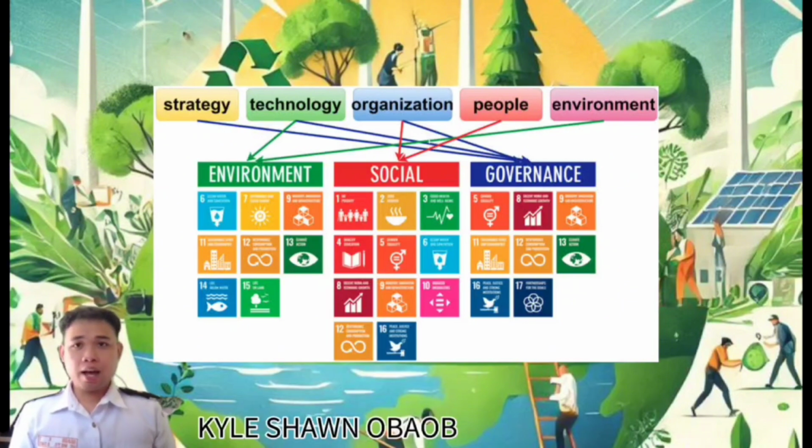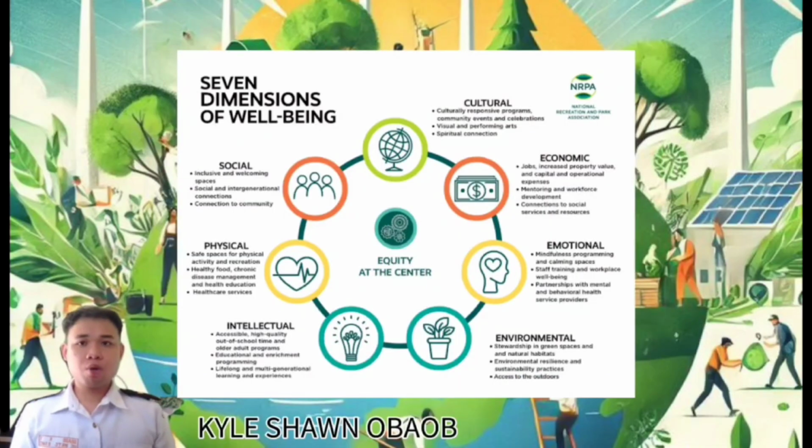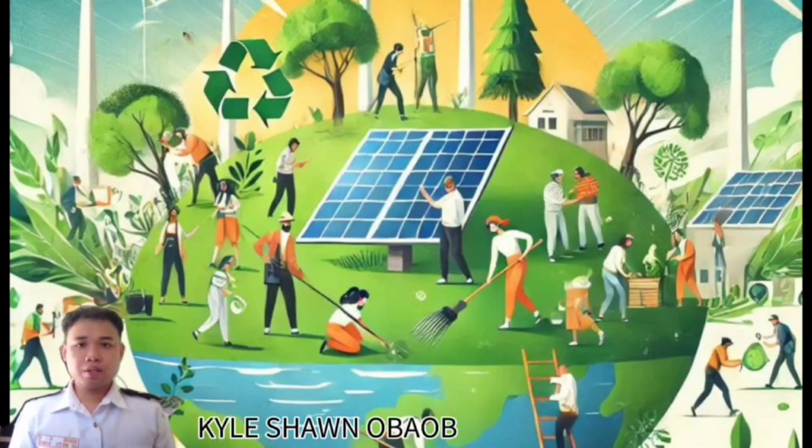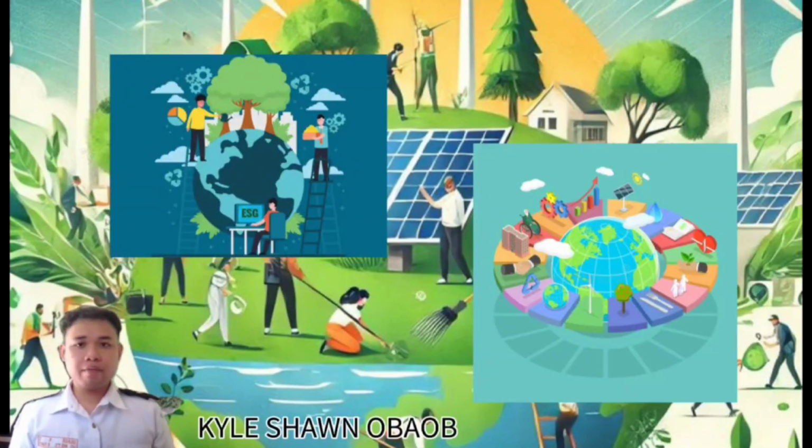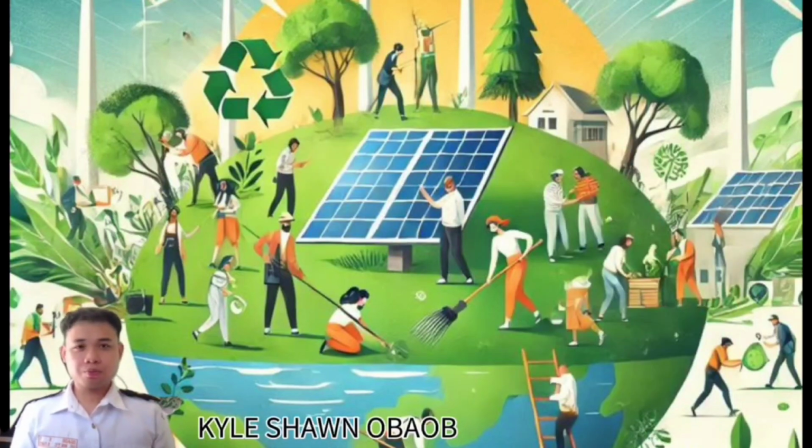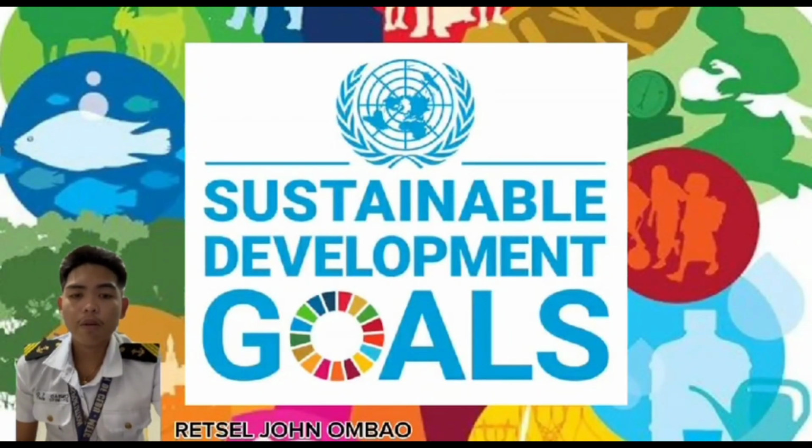For example, a development project that protects forests represents the environmental pillar, while creating job opportunities supports the economic pillar, and at the same time, improving the health and well-being of communities supports the social pillar. When these three elements are aligned, development becomes sustainable and beneficial for present and future generations. That's all. Thank you.